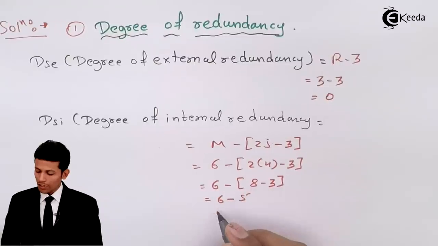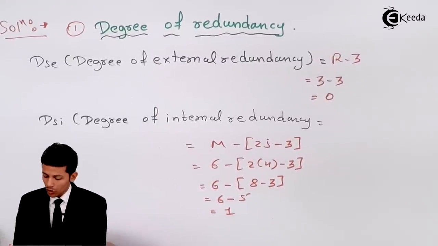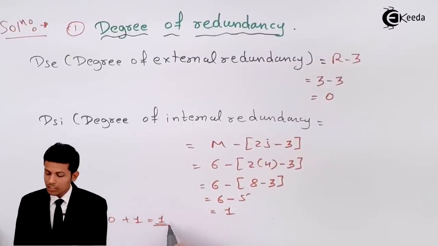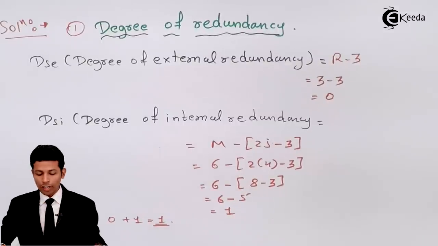This will be 6 minus 5. It will come 1. Means total will be, total is equal to 0 plus 1 will be 1. Means our structure is indeterminate, DSE 0 and DSI 1. So what you have to do is, now let's take the next step.